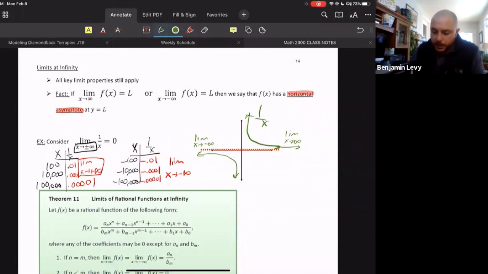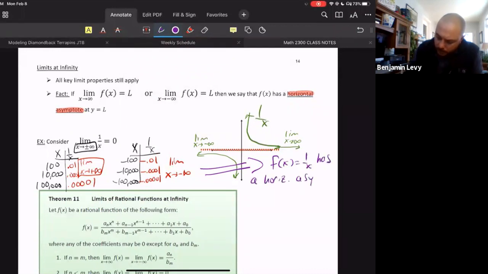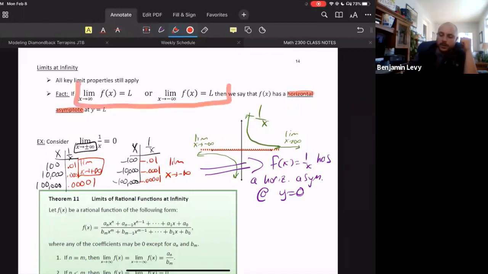So basically what we just learned then, let me do this color here. I'm going to write it right here. Based on all this information, the graph, the table, all of that, 1 over x has a horizontal asymptote at y equals 0, excuse me. Right? Because by definition, up at the top there, that's the definition of something being a horizontal asymptote. If the infinite limit approaches something, we have a horizontal asymptote.